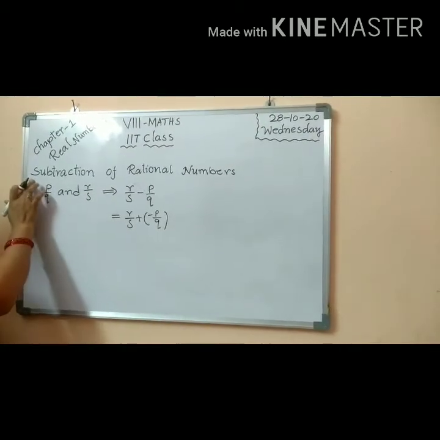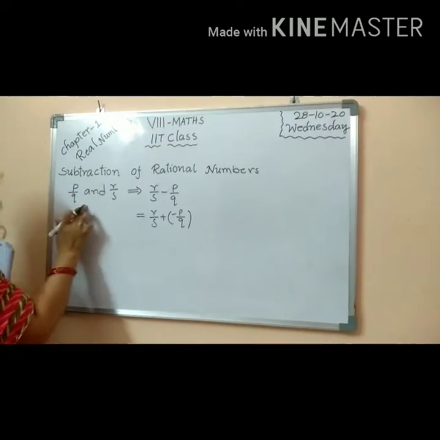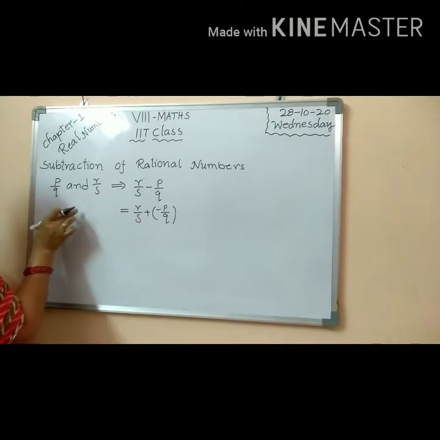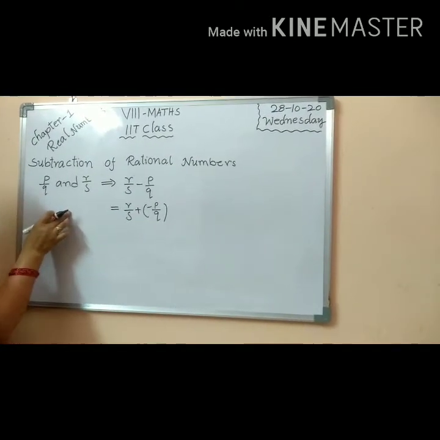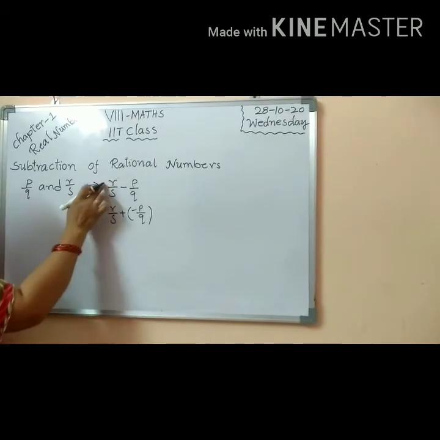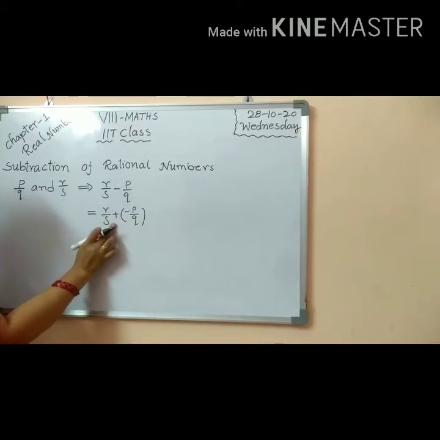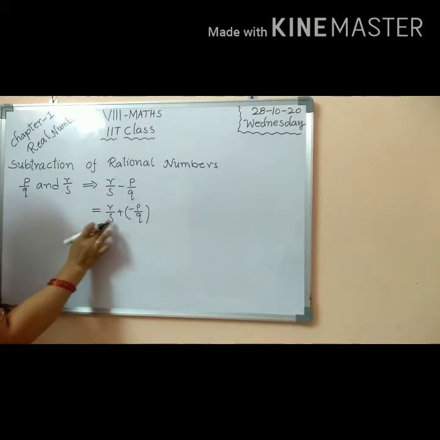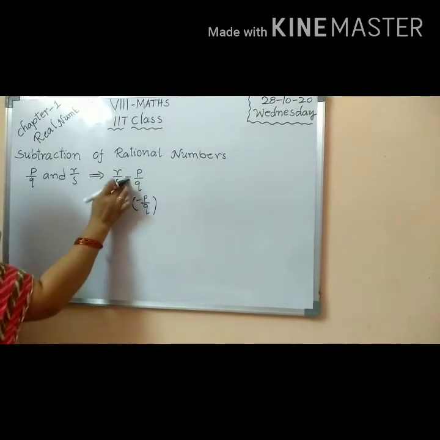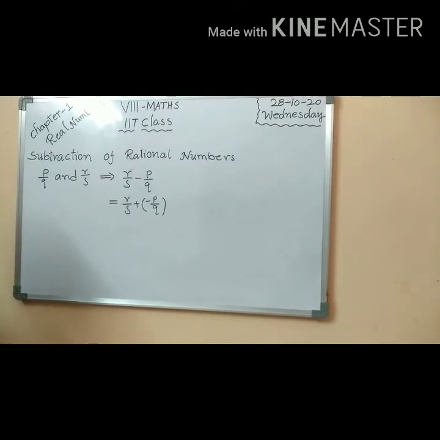What is the subtraction of rational numbers? If you take p by q and r by s, two rational numbers, it is the inverse process of addition: r by s minus p by q is r by s plus minus of p by q. It is the subtraction of rational numbers.